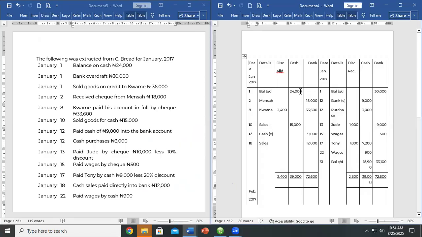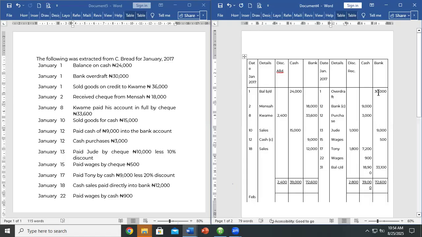Now, the second one is also under balance, but it's a bank overdraft. Professors said bank overdraft should be at the credit side. So on the 1st of January, at the credit side, you can indicate the overdraft there. Okay, overdraft like that. You put the amount at the bank column.